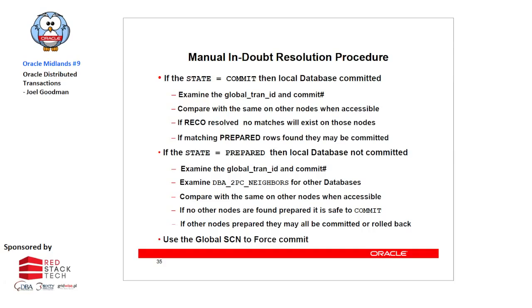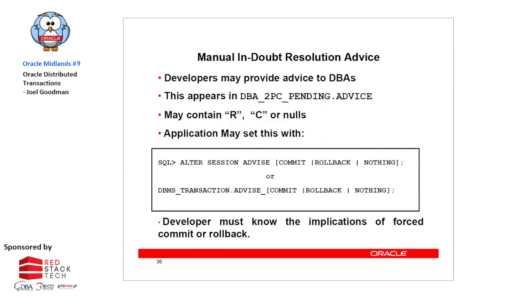And when you do the force commit, you use the global SCN, not the local SCN, with a force commit statement. If you try to use the local one, you just get an error anyway.